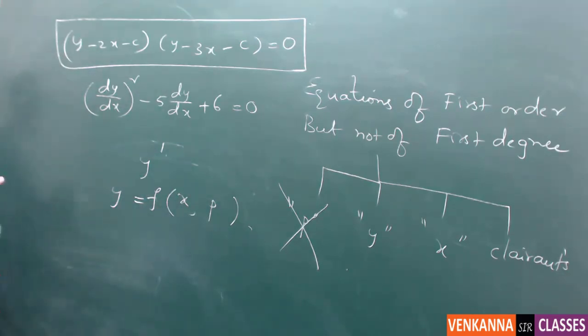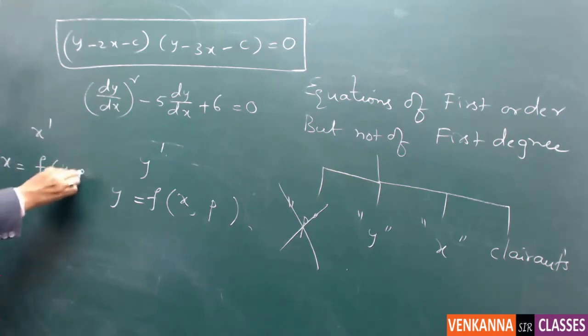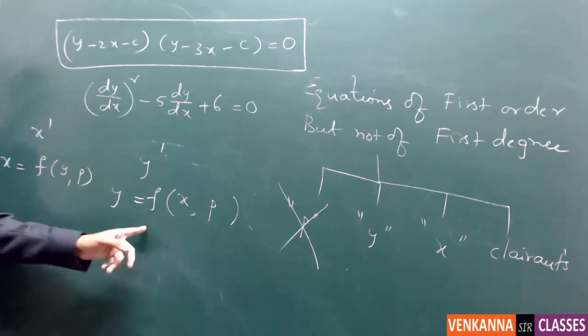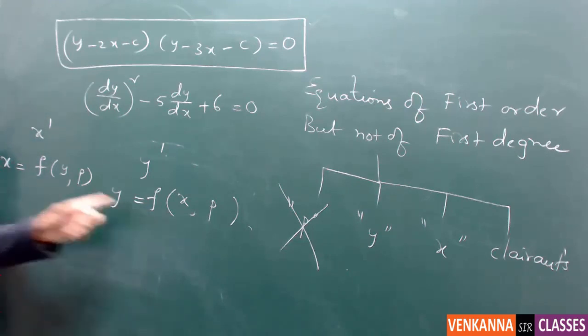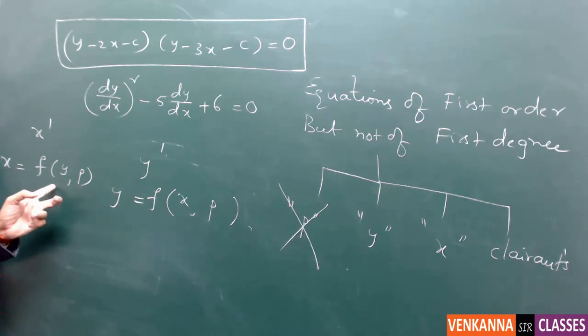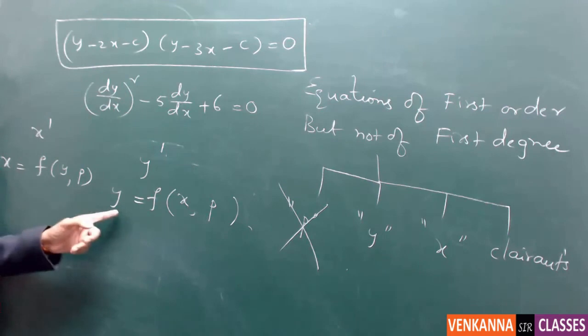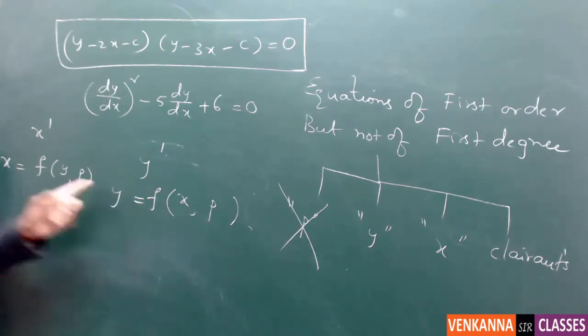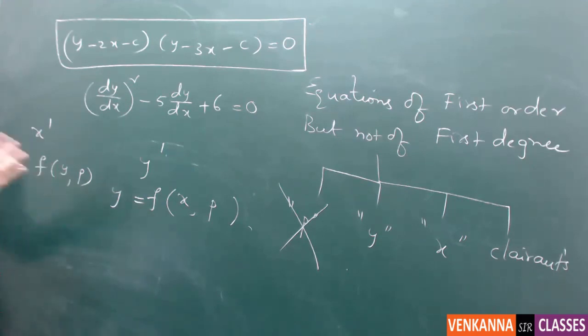Similarly, in the whole equation, if x has power 1, then it is possible to write the equation as x is equal to some function of y and p. So on the right hand side, you have y and p terms, the remaining will not be present. So this equation is called solvable for y, and this equation is called solvable for x. How are we determining that? Only based on the power of y. If y has power 1, it is solvable for y. If x has power 1, it is solvable for x.